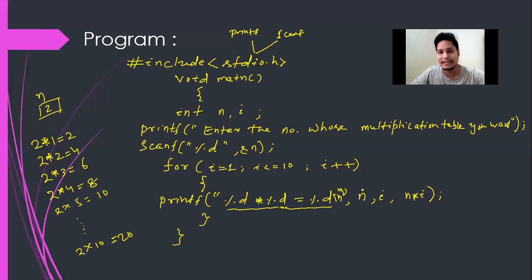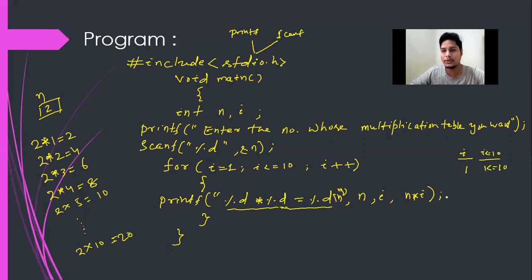Okay, n is 2 here, and for i, the value changes. For the value of i, I can write i less than or equal to 10, then this statement will execute, that is %d * %d = %d. So this is the multiplication. Suppose i equal to 1, the first condition will check: 1 less than or equal to 10. Is it true or not? Yes, it is true. The condition is satisfied. If the condition is satisfied, then the statement inside the for loop will execute.